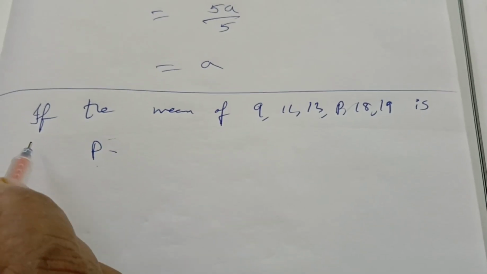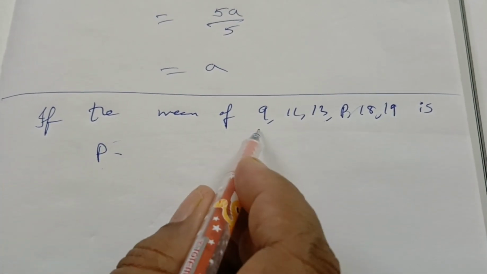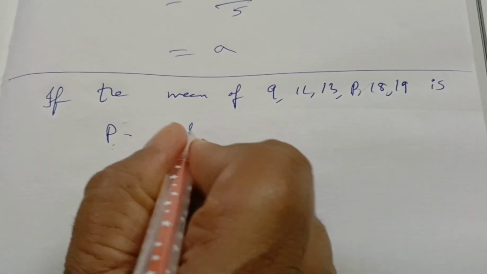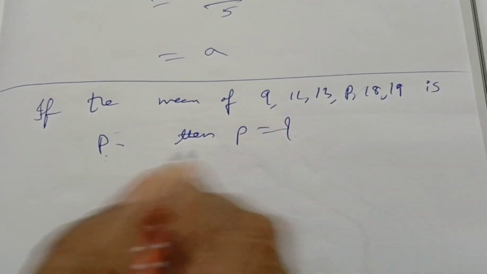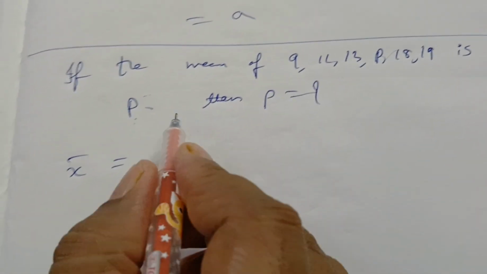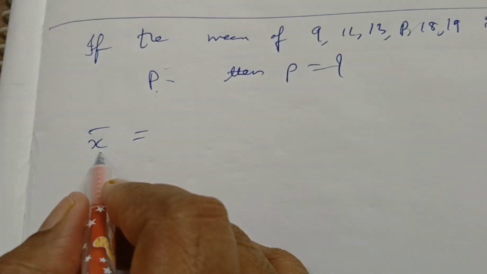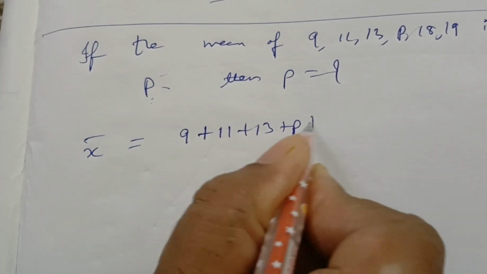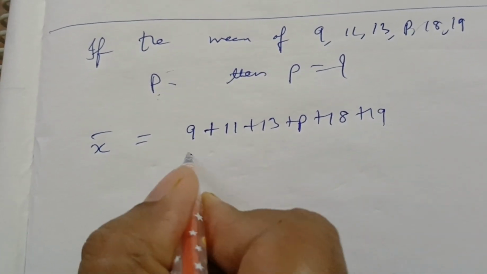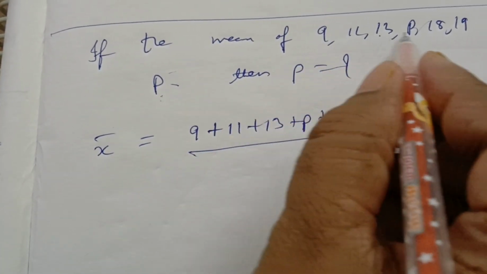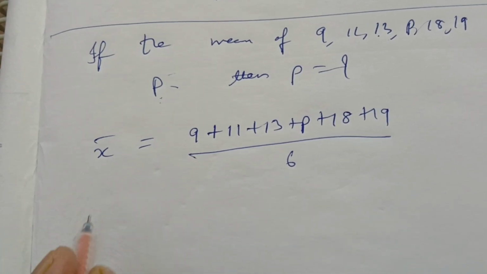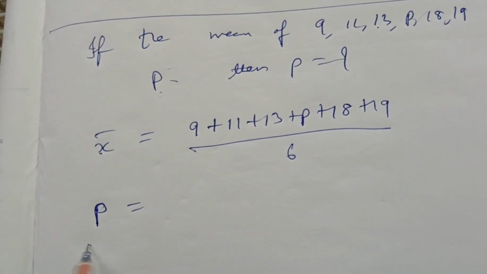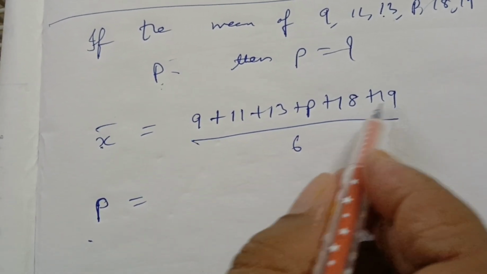Now let us see one more question like this. If the mean of 9, 11, 13, p, 18, 19 is p, then find out p. So anyhow we know that sum of the observations by number of observations is mean. So 9 plus 11 plus 13 plus p plus 18 plus 19 by, how many are there? 6. Is p itself. P is already given here. Instead of x bar I am writing p. Now let me add these all first.